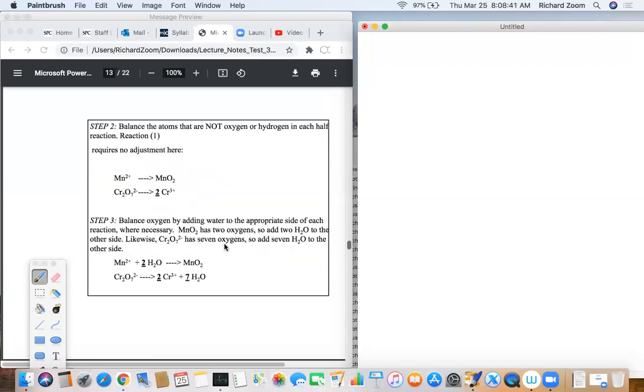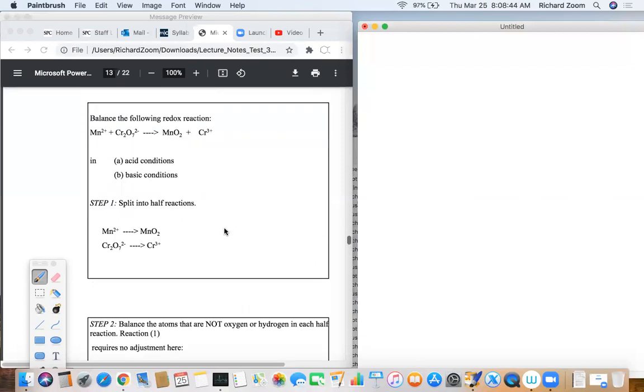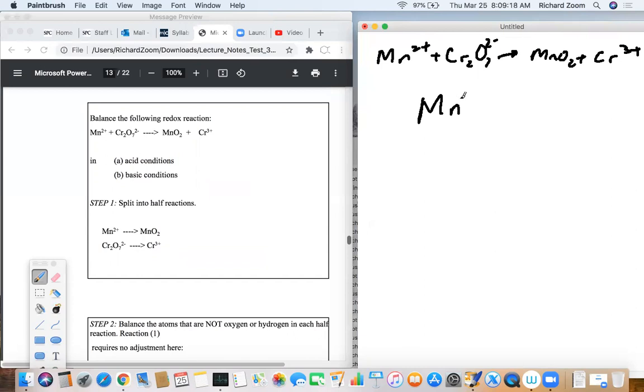So let's look at this reaction here. Again, the half reactions, I'll leave it up the top here. Okay, now the half reactions would be, that's usually pretty easy. Mn2 plus goes to MnO2. So I'm just picking out everything that's got manganese and then everything that's got chromium.